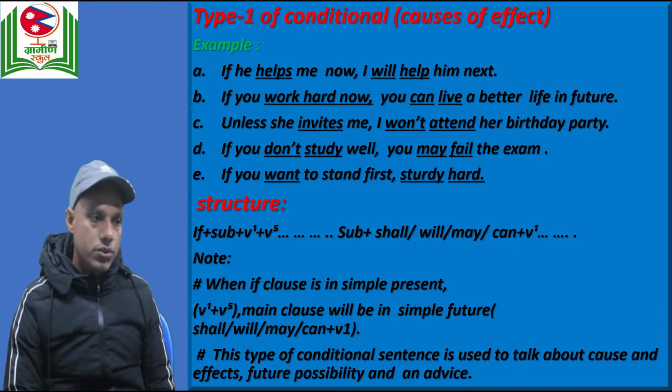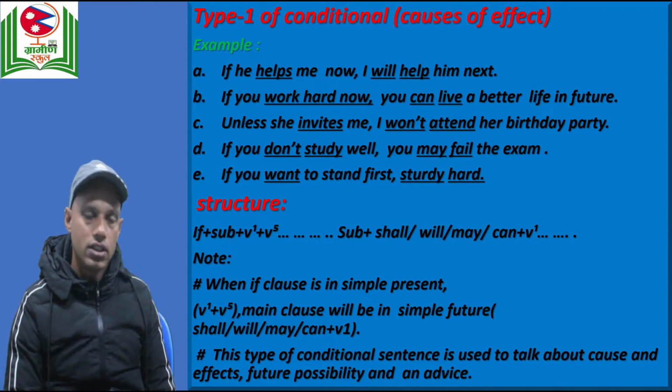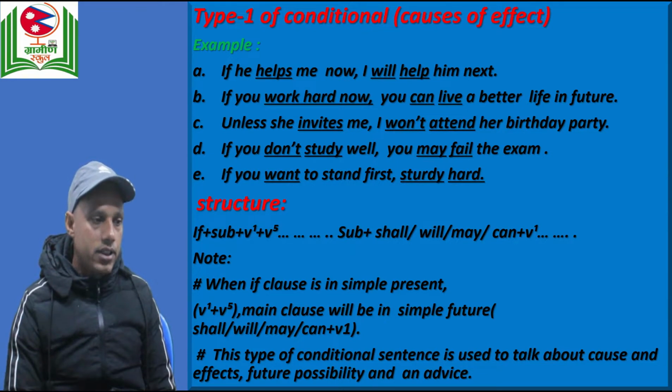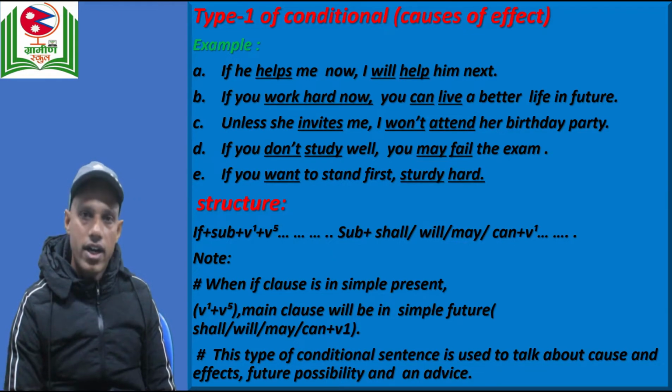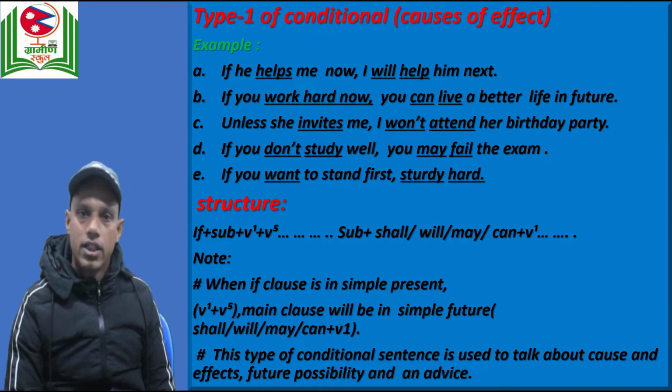Now we'll move towards the next type of conditional sentence, that is type 1 conditional, which is used to talk about causes or effect. Let's see some examples for this. Number A: if he helps me now, I will help him next. Number B: if you work hard now, you can live a better life in future. Number C: unless she invites me, I won't attend her birthday party.